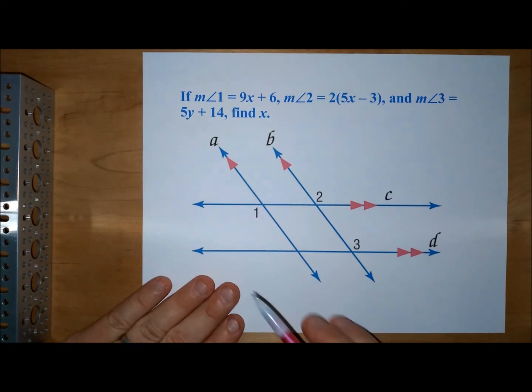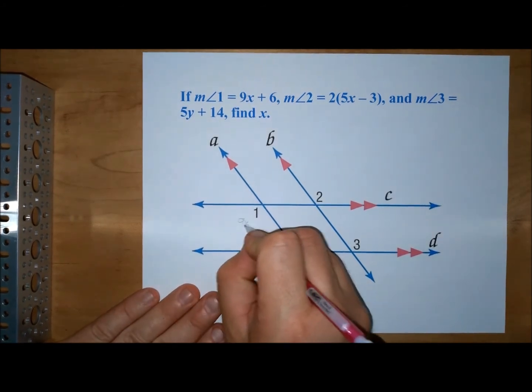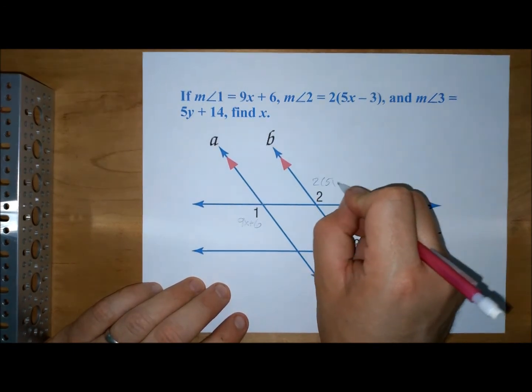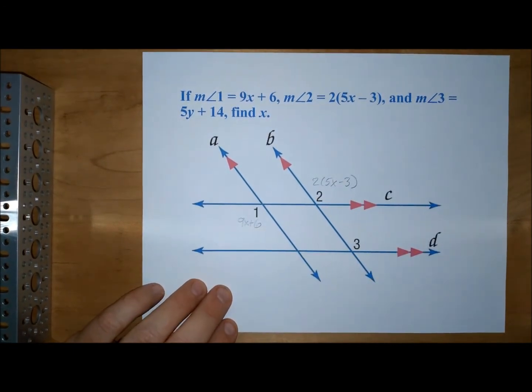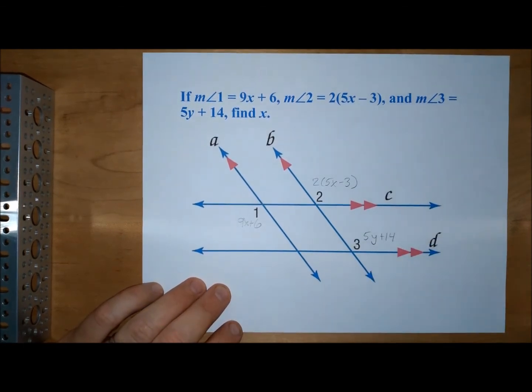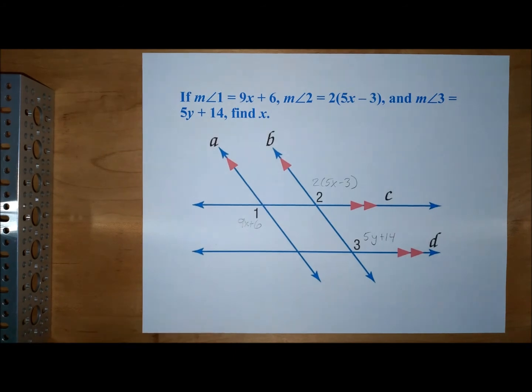If the measure of angle 1 equals 9x plus 6, and the measure of angle 2 equals 2 times the quantity 5x minus 3, and the measure of angle 3 equals 5y plus 14, could we find x? Okay. Well, sadly, it doesn't look like we're going to need a system of equations to solve in spite of the fact that we have two variables. I think we can go after one variable, plug in what we know, and then go after the other variable. What variable should we hit first?